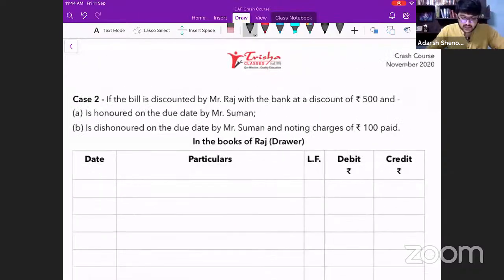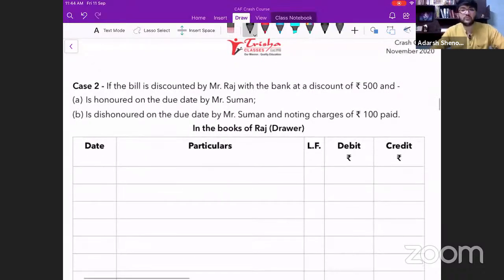If the bill is discounted by Mr. Raj with the bank at a discount of rupees 500 and is honored on the due date by Mr. Suman. Okay, there is discounting happening. First, we will think from whose perspective? The drawer's perspective, Raj's perspective.